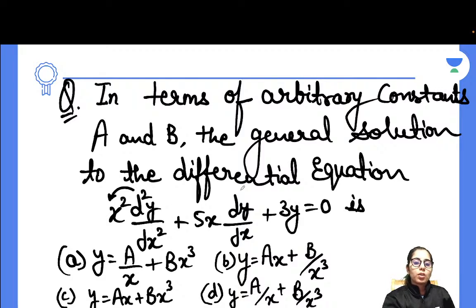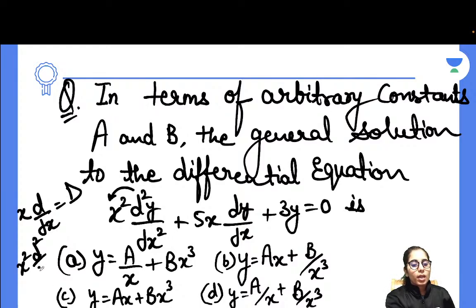So in this case, what will happen? Every time you have such a question, you will take x d by dx equal to capital D, x square d2 by dx square as D into D minus 1. And if you have x cube d cube y upon dx cube, you will take it to be D into D minus 1 into D minus 2. Like that you will have to consider it. Now let's talk about the next part.